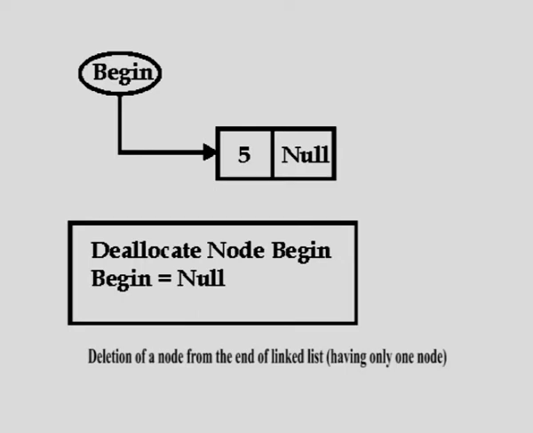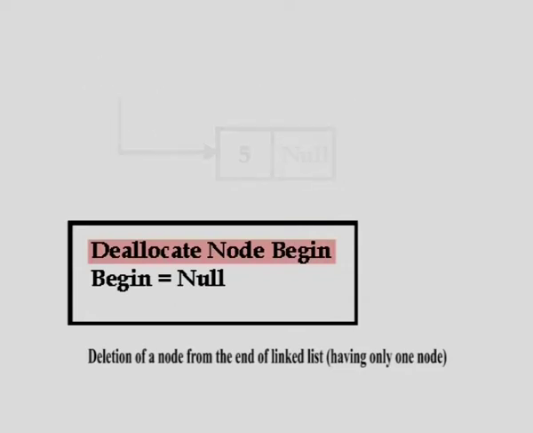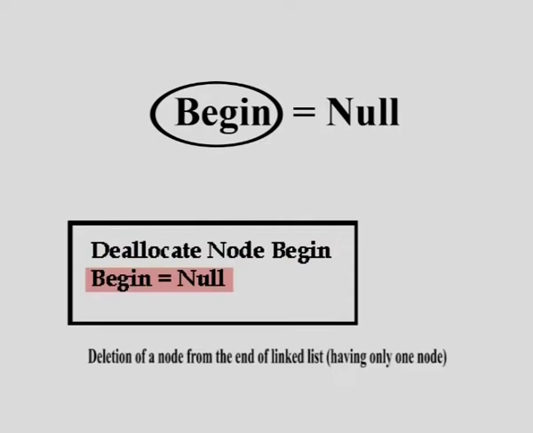In case linked list has only one node, then after deletion of this node, linked list will become empty and the deleted node is deallocated. This case of deletion is shown here. Here the linked list has only one node. The address of this only node is in variable begin. We deallocate this node first and then the variable begin is set to value null, indicating empty linked list.